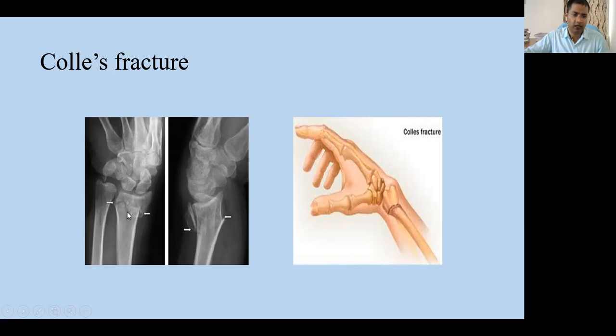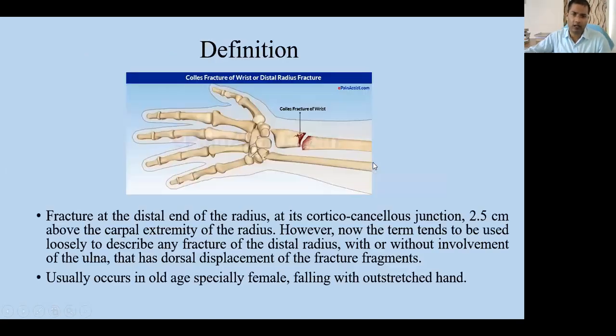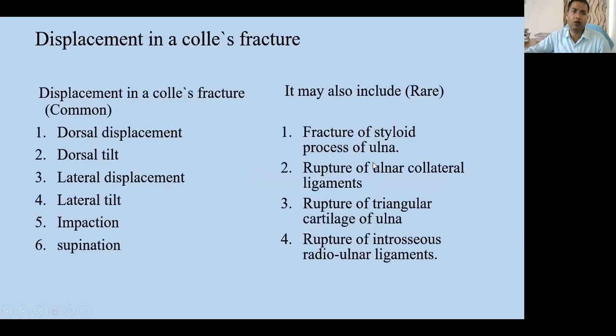The distal segment and proximal segment are impacted. That is called shortening of this limb also. And along with this, there is some lateral displacement also. Understand? So out of these 6 displacements, 1 or 2 may occur simultaneously also. It means the same fragment may have dorsal displacement as well as lateral tilt simultaneously. One or more deformities can occur simultaneously.